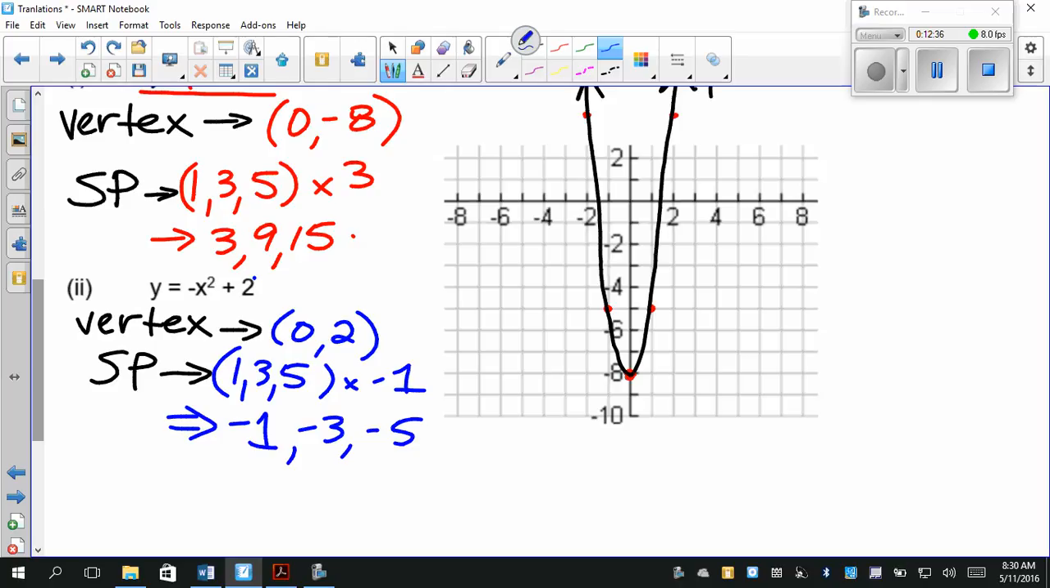So we'll start with the vertex. The vertex is at 0, 2. And then my step pattern is over 1, down 1, over 1, down 1, 2, 3, and over 1, down 5, 1, 2, 3, 4, 5. And then same thing on the other side. And then we can draw our parabola through those points.